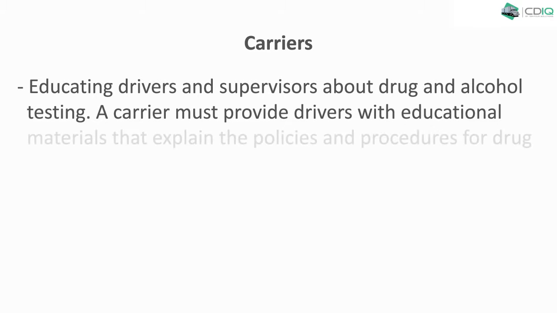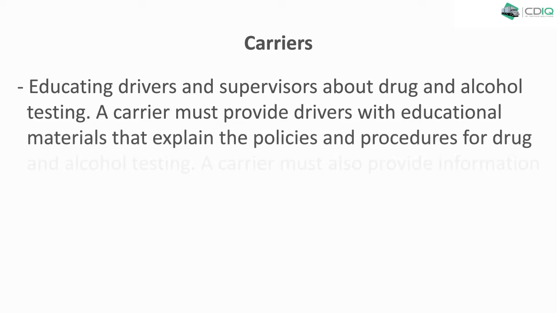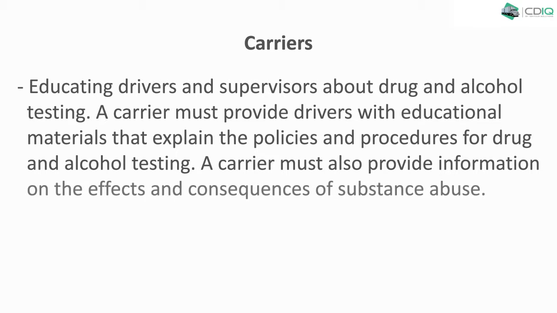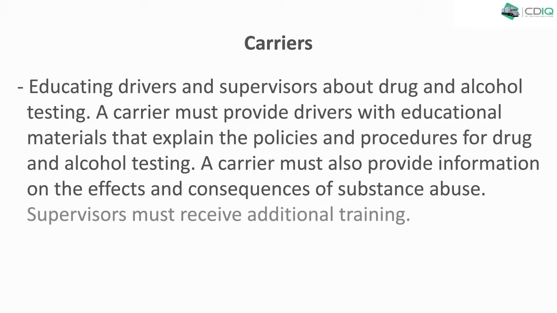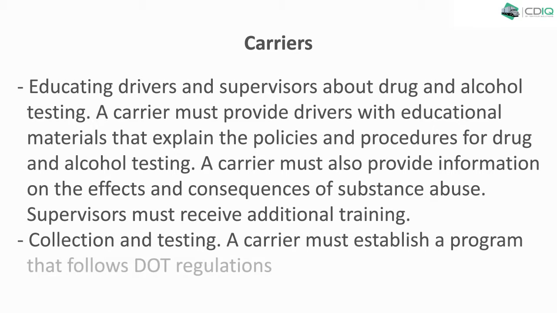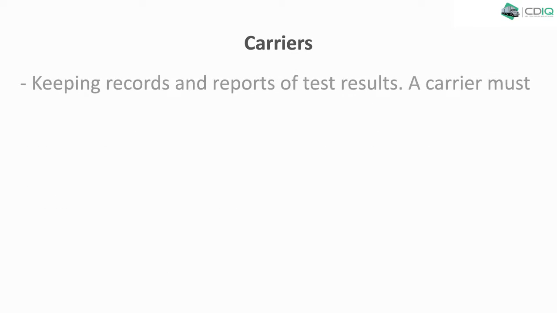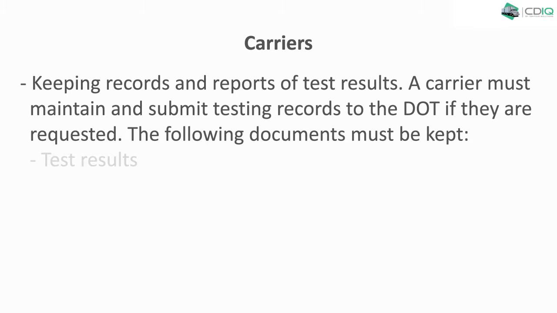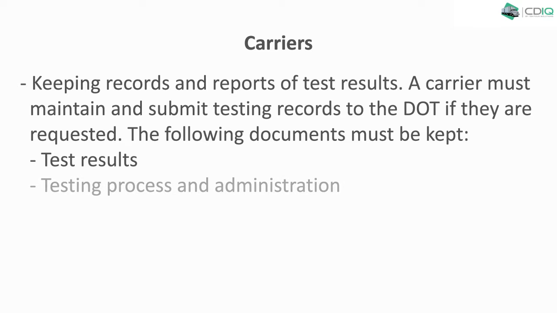A carrier must provide drivers with educational materials that explain the policies and procedures for drug and alcohol testing. A carrier must also provide information on the effects and consequences of substance abuse. Supervisors must receive additional training. Collection and testing. A carrier must establish a program that follows DOT regulations. Keeping records and reports of test results. A carrier must maintain and submit testing records to the DOT if they are requested.